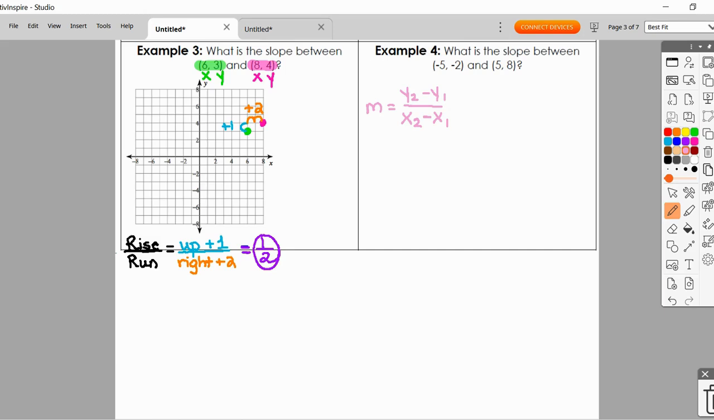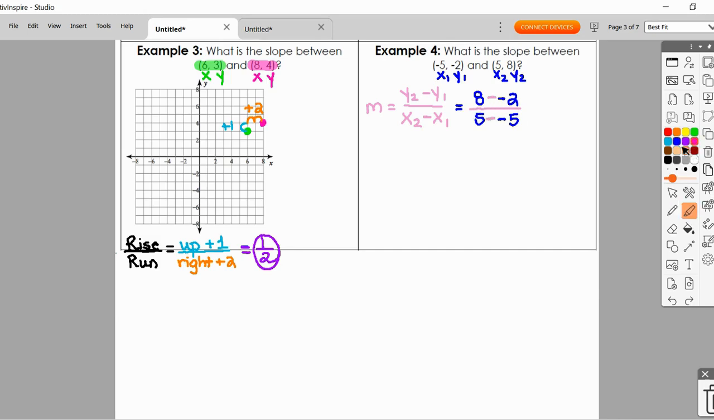We go ahead and label our points. I have an x1 and a y1 and an x2, y2. I go ahead and replace them in my formula in the proper locations. So where I have y sub 2, I put 8. Where I have y sub 1, I put in -2. And don't forget to keep the negative sign between them. In the denominator, in place of my x sub 2, I put 5. In place of my x sub 1, I put -5. And don't forget the subtraction between them.